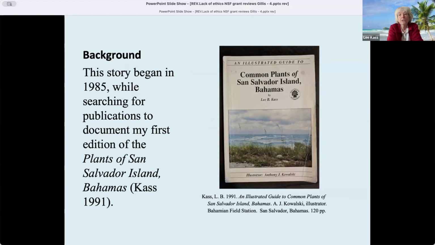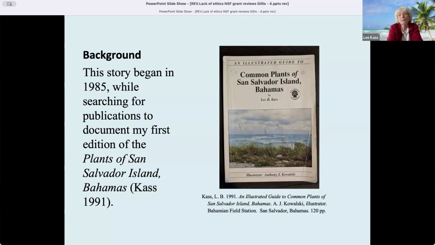I was invited to the Bahamas in the early 1980s to teach a class on marine botany. I had a little bit of background on phycology, and so I started to do that. While we were down there, my students kept asking me, what's this plant? What's that plant on the terrestrial land? And I didn't know. And so I started to try to find publications to help them and myself.